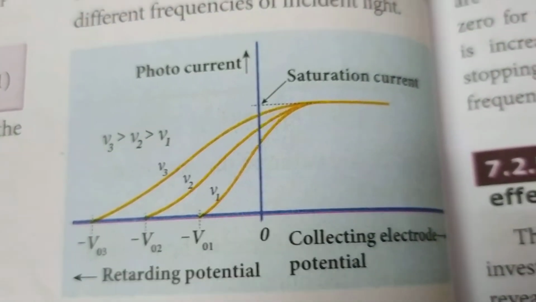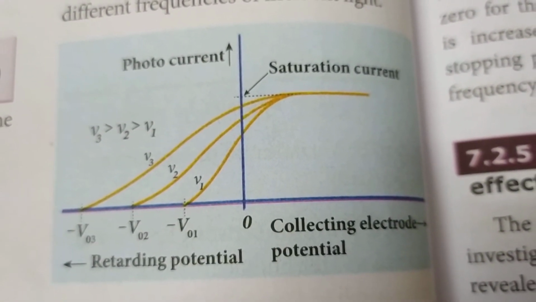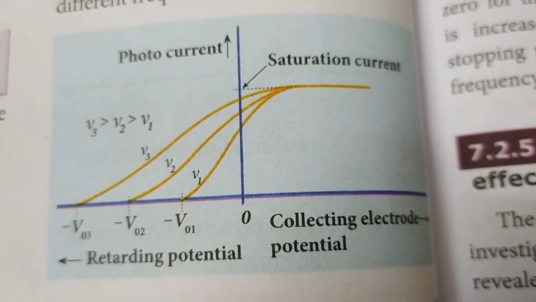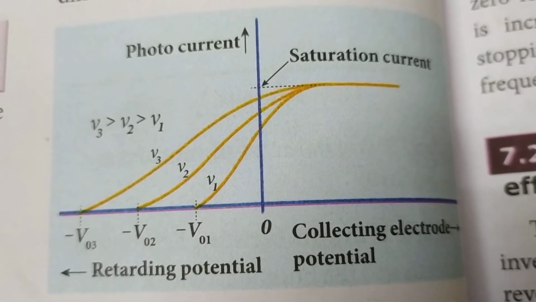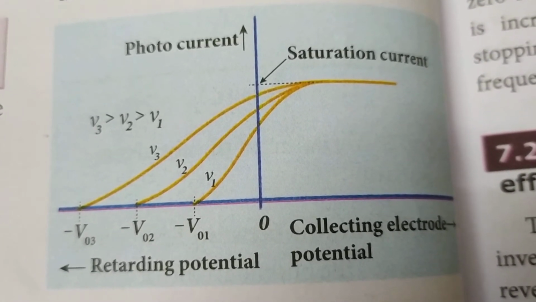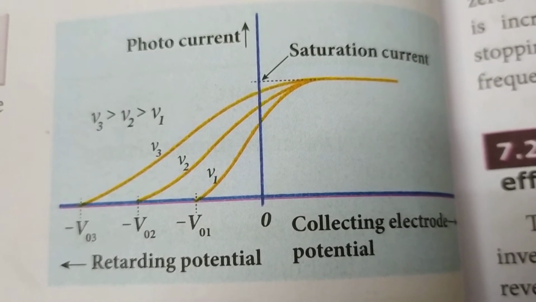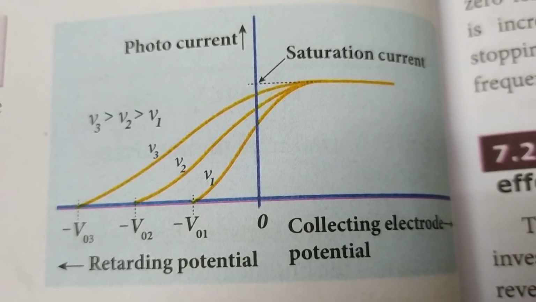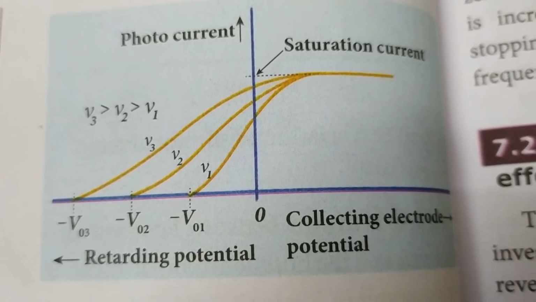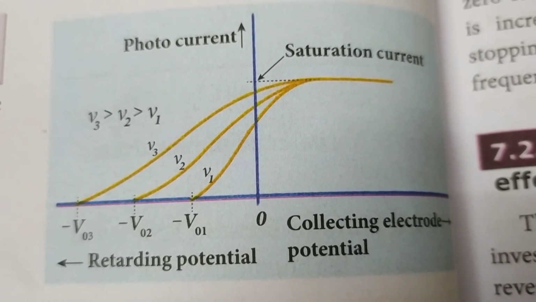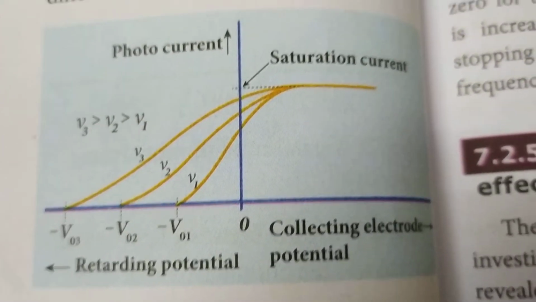And so here you see the same x-axis and y-axis: retarding potential on the left side and collecting electrode potential, and photocurrent on the y-axis. When the frequencies are different, nu1, nu2, nu3, the stopping potential is also different. When the frequency is lower, the stopping potential is also lower, which shows that when the frequency increases, the stopping potential also increases. So it is a straight line graph.